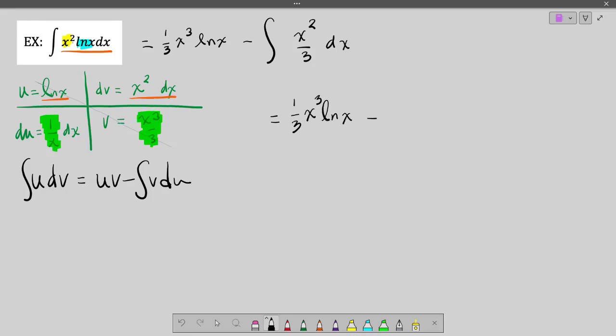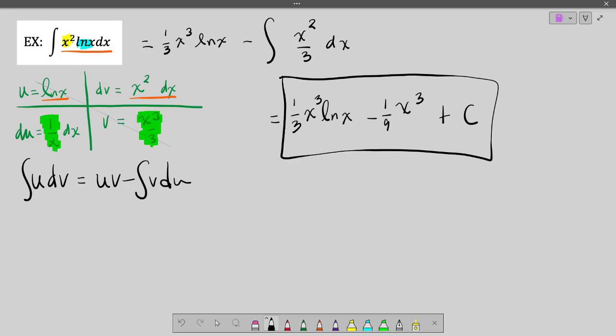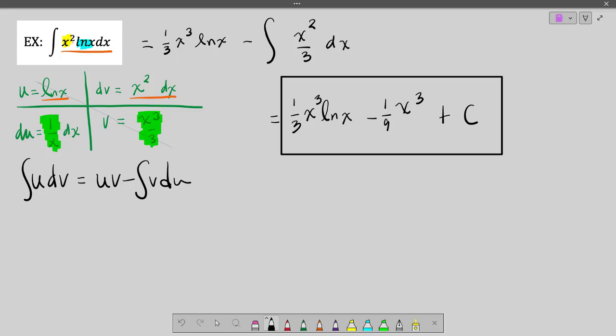So to integrate x squared over 3, same rule of thumb. Add 1, divide by the new exponent, so we're going to get x cubed divided by 3, and 3 times 3 is 9. We could write that as 1/9. And then a constant of integration, and there we have it. So that is our indefinite integral of x squared natural log of x. Any step there you want to ask about?